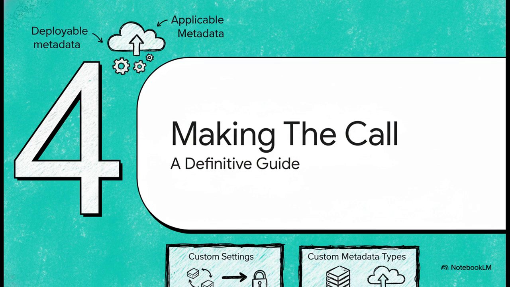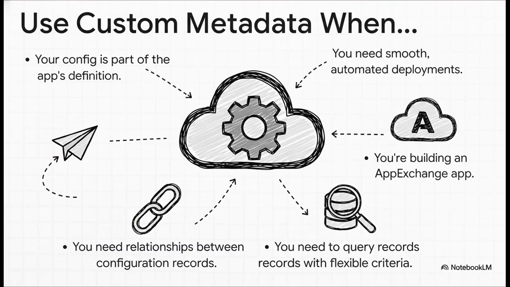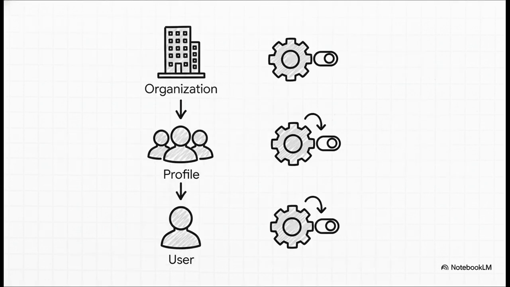Okay, so with that critical difference burned into our brains, let's build a really simple, definitive guide. When should you actually pick one over the other for your next project? Honestly, for almost all modern development, custom metadata types are going to be your best bet. If the config is a core part of how your app works, if you want smooth deployments, and who doesn't, or if you're building an AppExchange app, this is the way. Plus, being able to use SOQL and create relationships gives you so much more power to build complex linked configurations. But the veteran isn't down for the count just yet.